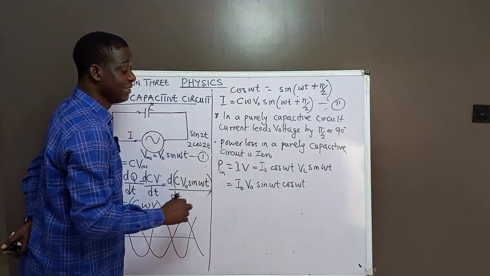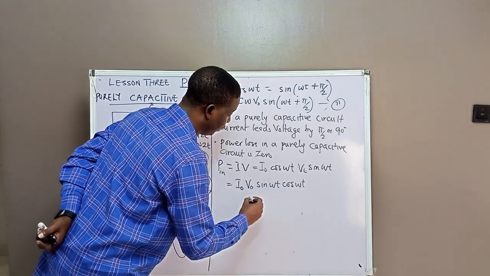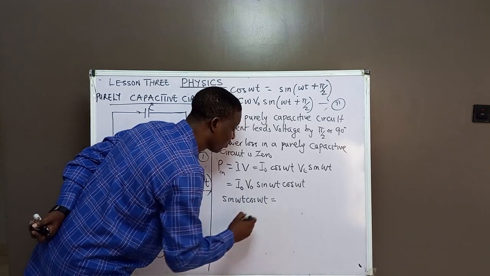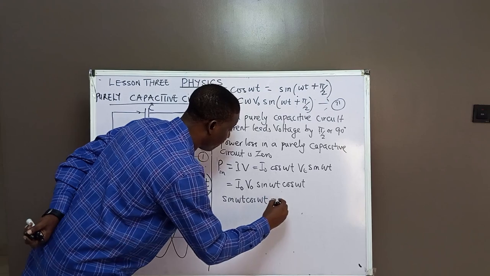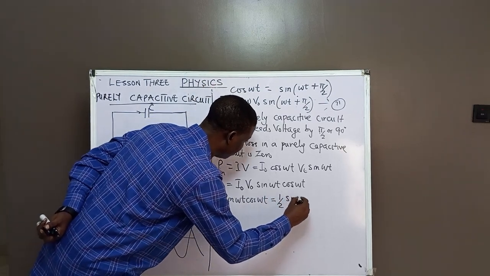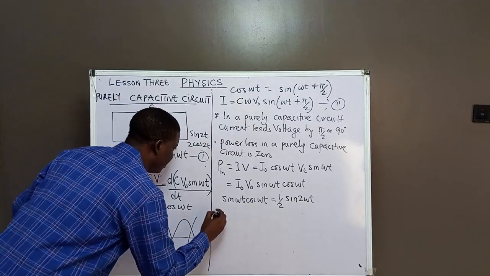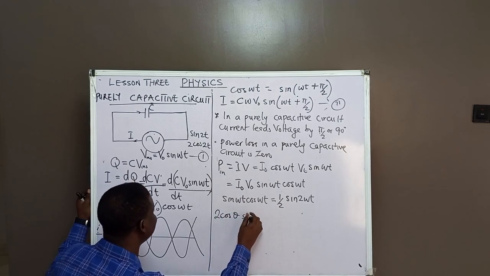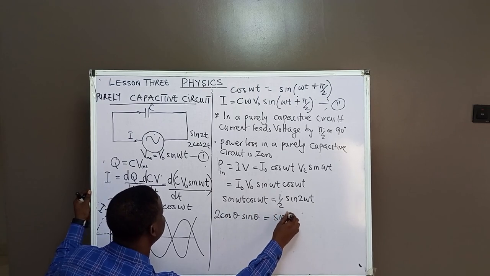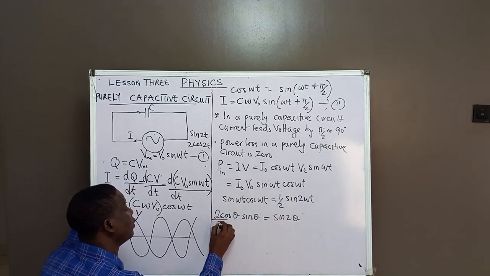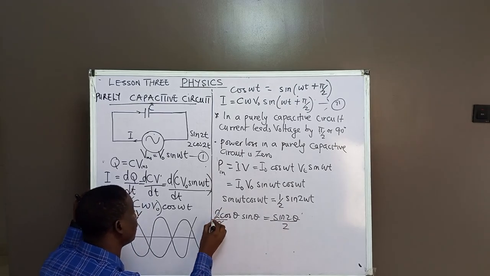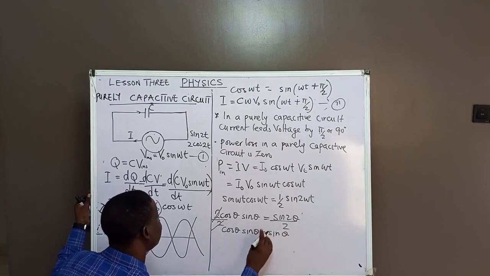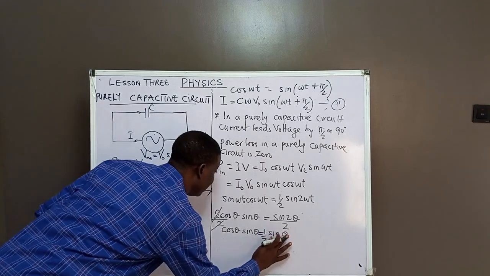Now please don't forget, sine WT cos WT is the same as half sine 2WT. Recall that 2 cos theta sine theta is equal to sine 2 theta. If you don't remember, divide both sides by 2, and we have cos theta sine theta equal to 1 over 2 sine 2 theta.